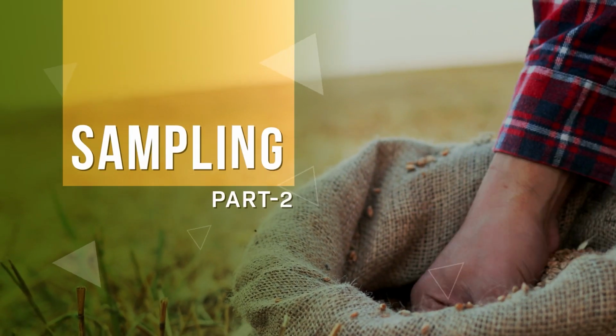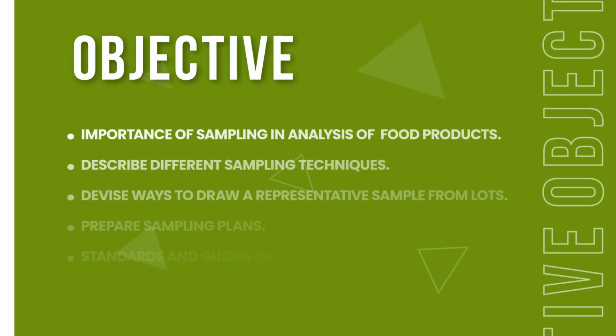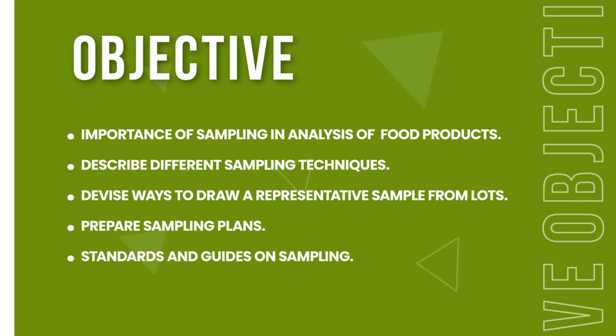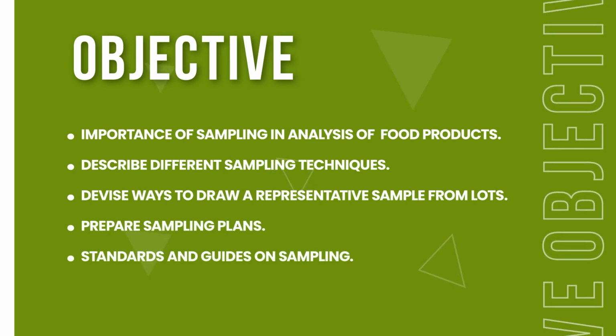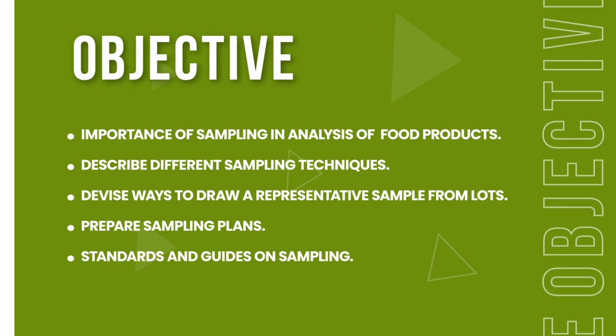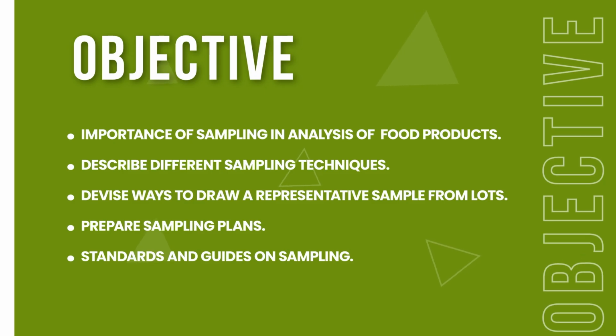The topic is sampling. The objective of this topic is the importance of sampling in analysis of food. We will describe different sampling techniques, find ways to draw a representative sample from the lots, prepare sampling plans, and we'll talk about standards and guides on sampling.